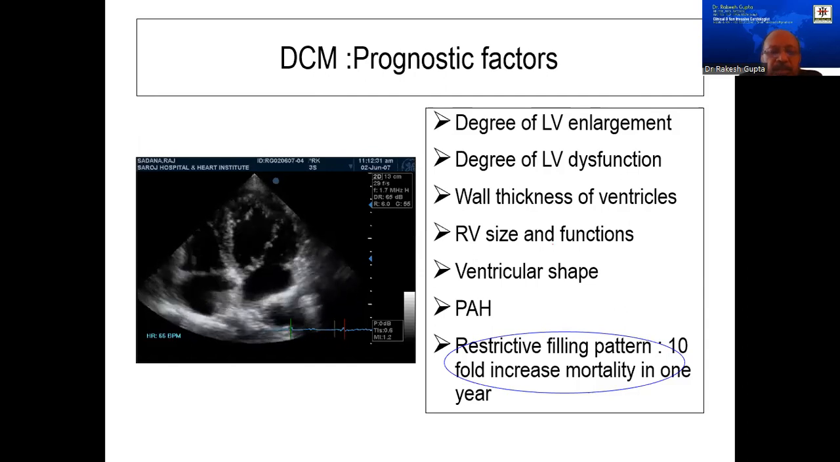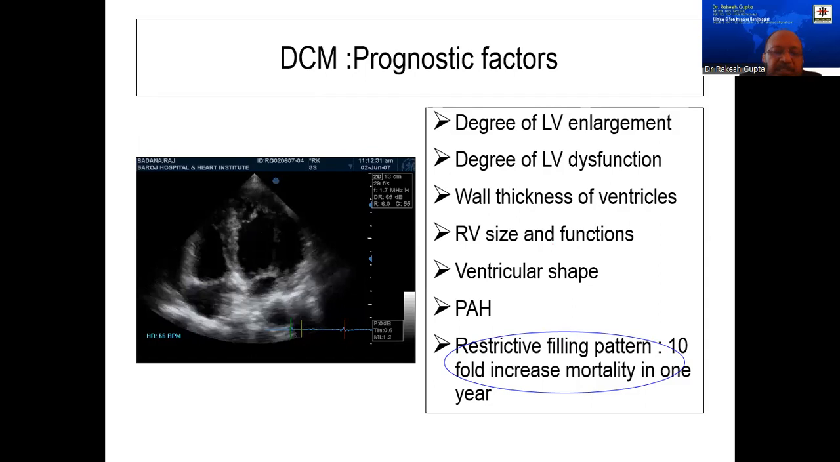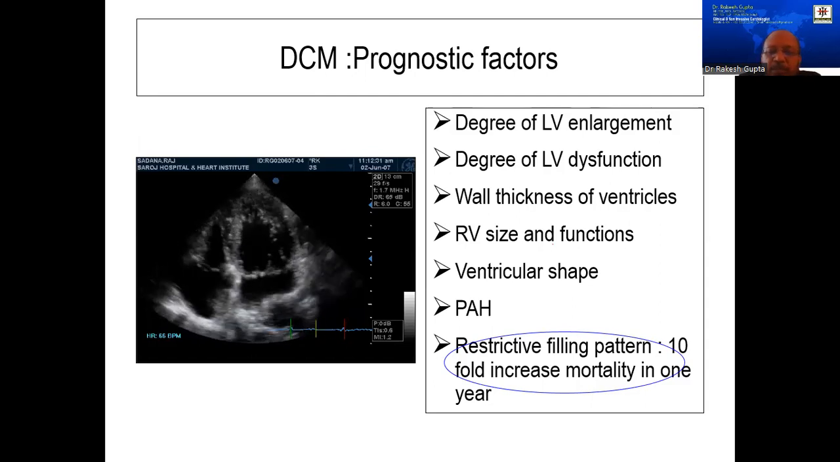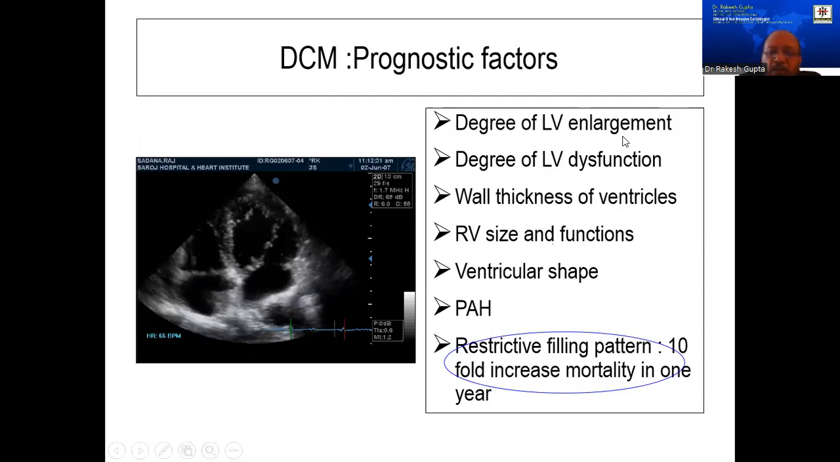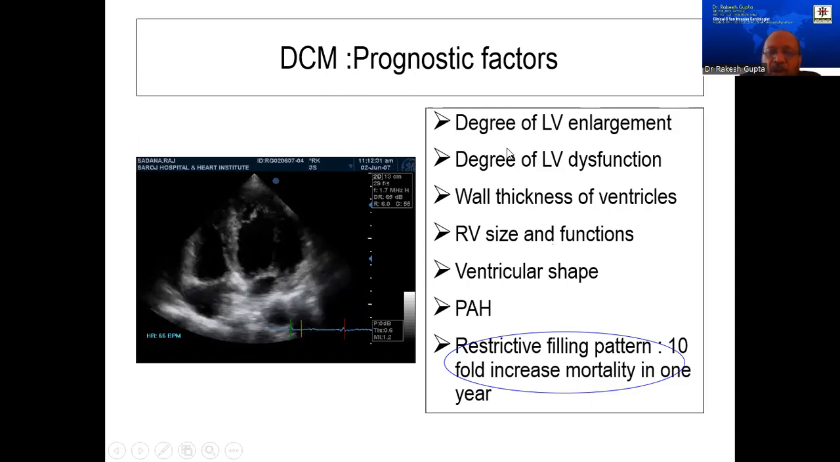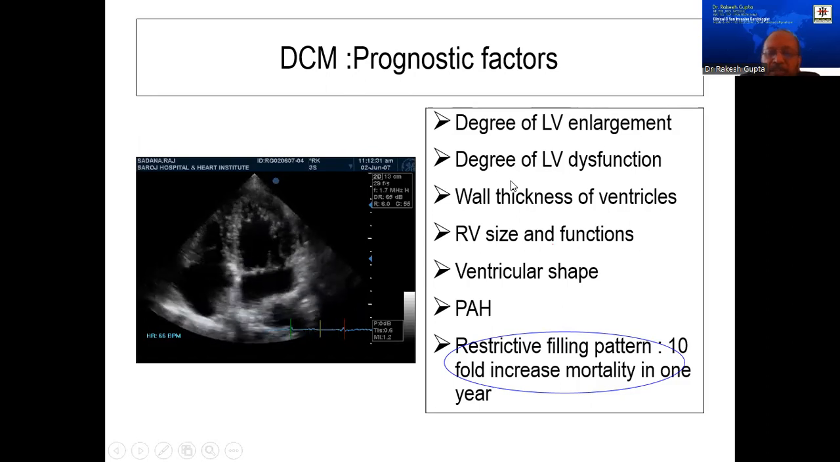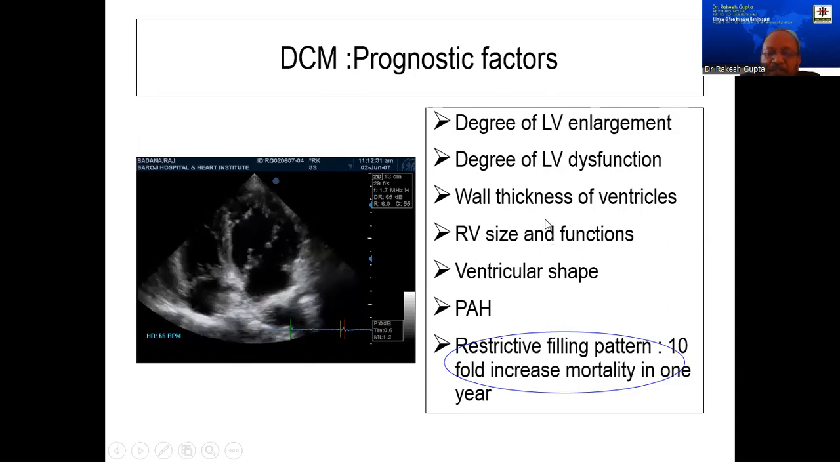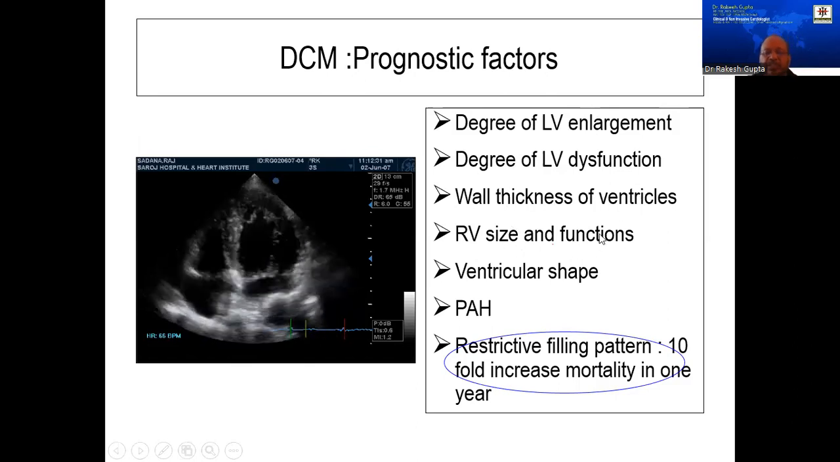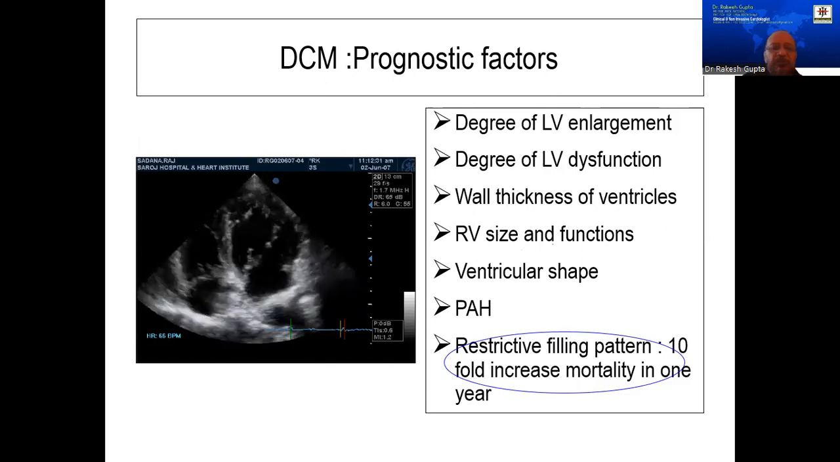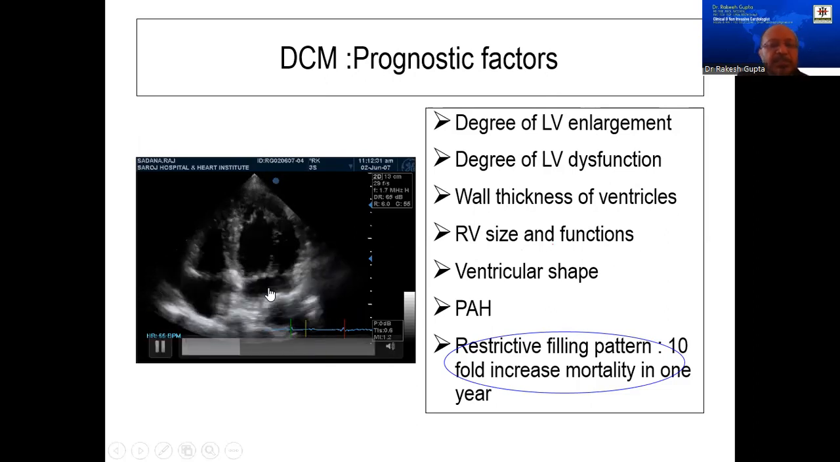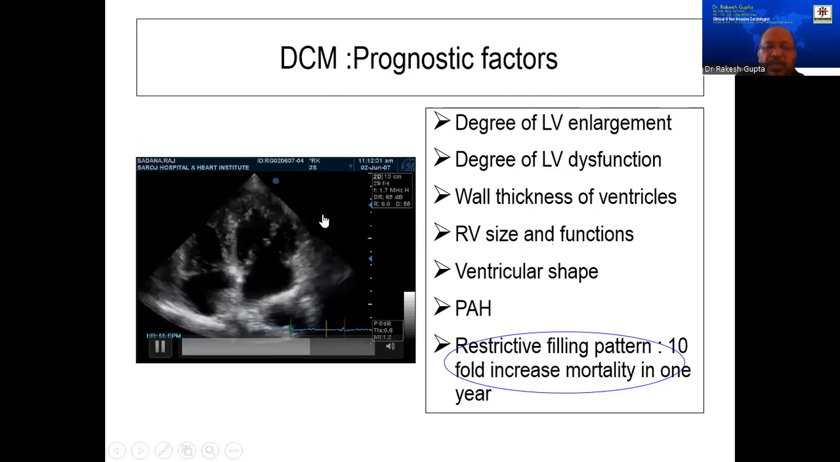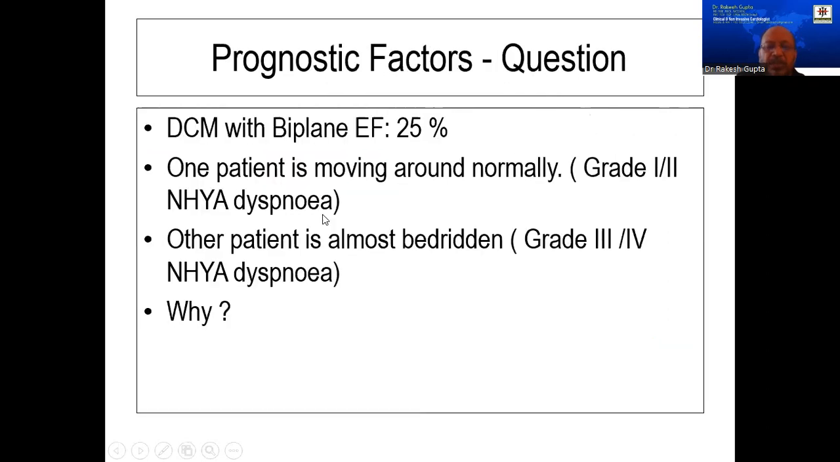Then, what are the prognostic factors? If you look at this slide very carefully, what are the prognostic factors? How much my end diastolic volume is, how much my degree of dysfunction is, what the wall thickness of the ventricle is, what the RV size and function is, ventricular shape, pulmonary artery hypertension, and what kind of failure pattern these patients are presenting with. That all leads to cumulative mortality and morbidity.